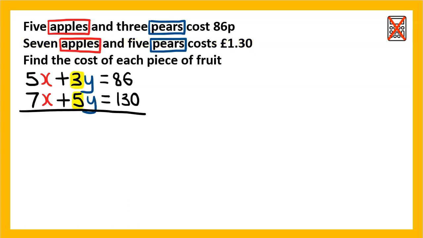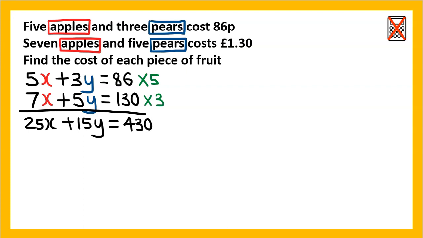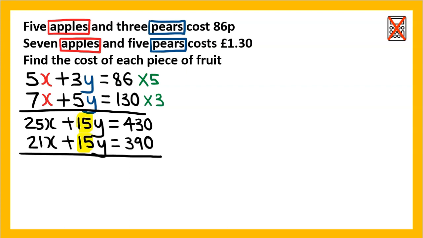This time, to make these coefficients the same, we're going to have to multiply both of these equations. The lowest common multiple of 3 and 5 is 15, so I'll need to multiply the top one by 5 and the bottom equation by 3. 25x plus 15y is equal to 430, and the second equation, 21x plus 15y is equal to 390. Now the coefficients are the same. Look at the signs in front. Both of these are the same, meaning we'll use same sign subtract.